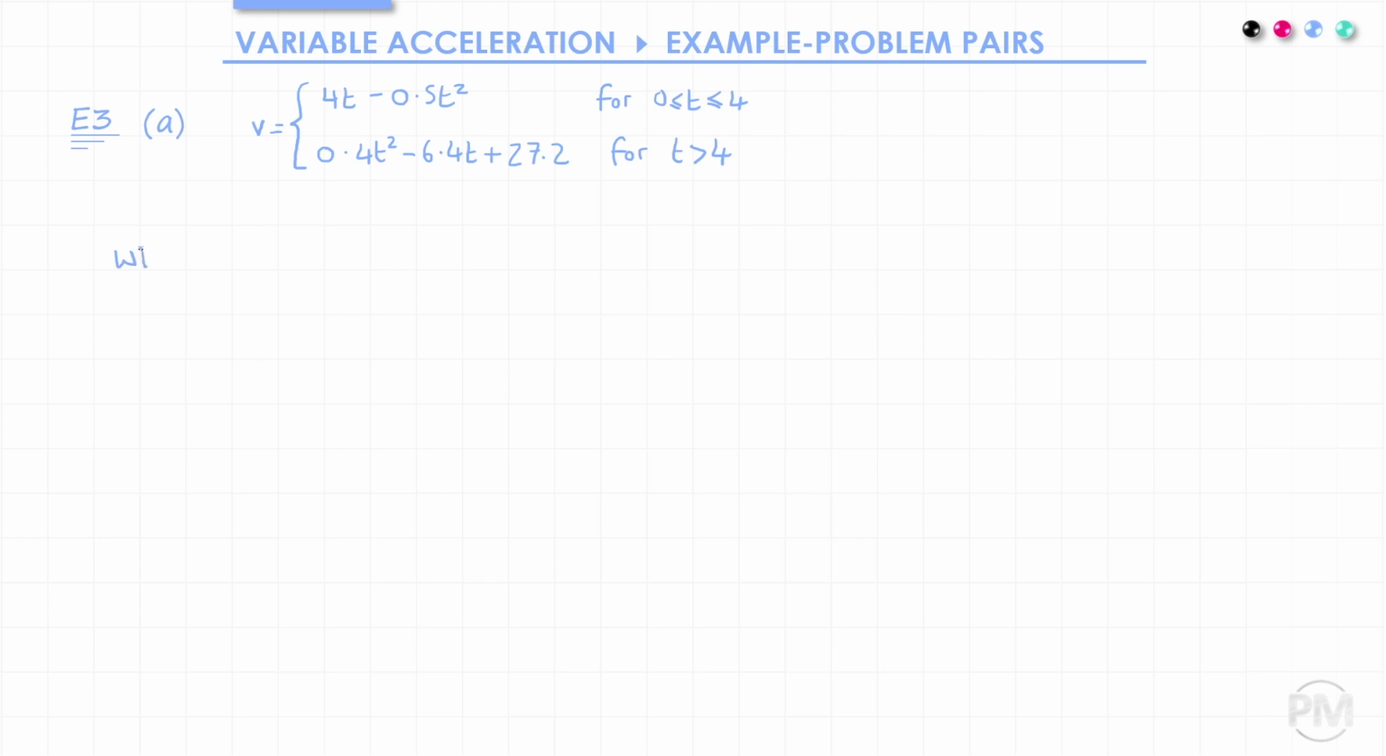So when t is greater than 4, the acceleration is given by dv by dt, which is 0.8t minus 6.4. And then we can say at t equals 5, a equals 0.8 times 5 minus 6.4, which gives us minus 2.4 meters per second squared.